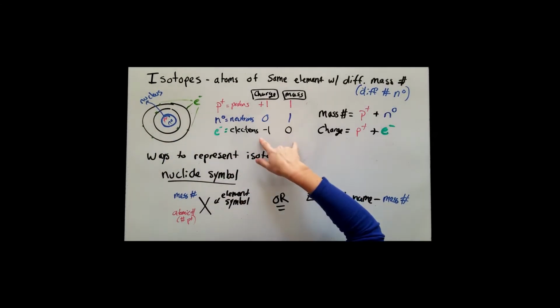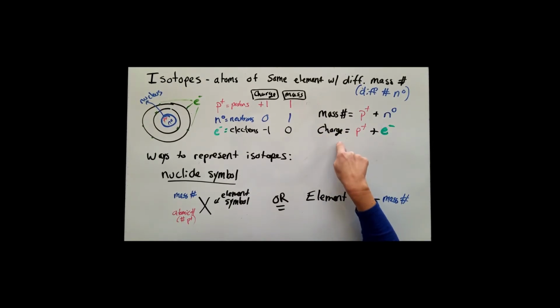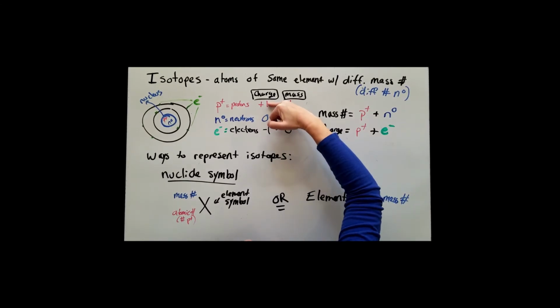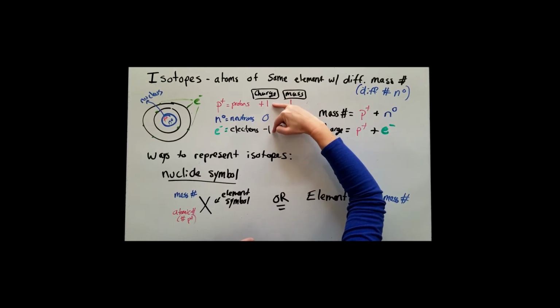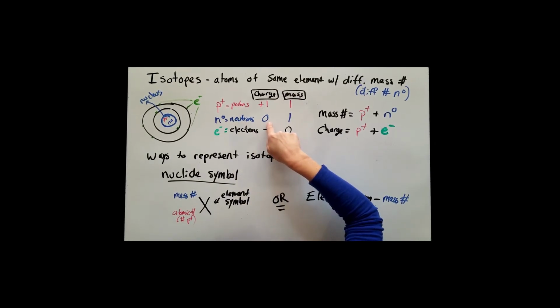Now, using the properties of these three subatomic particles, we can figure out not only how to calculate the mass number, but also how to calculate the charge. Charge we're going to look at more closely in a different video. But if we wanted to figure out the charge of a particular atom, we would take the protons and add the electrons together, because those are the only two subatomic particles that have a charge. So neutrons aren't needed. We don't need to know how many neutrons are in an atom when figuring out charge, since they don't contribute to the charge.